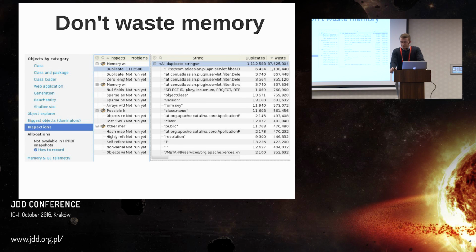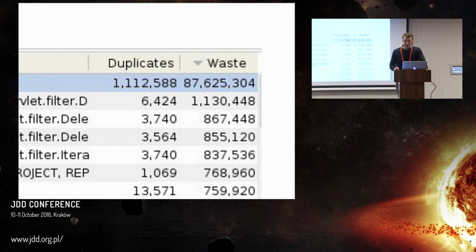Don't waste the memory. This is a heap dump from a quite small Jira instance, and Jira had like 87 megabytes of duplicated strings. Anyone of you maybe have an idea how to deal with duplicated strings in Java applications? Yes, you can do the intern. But the problem happens when you are using some external libraries, and then you don't have access to those strings that are being loaded. Well, you can try to do some magic with reflection, which is not really recommended.